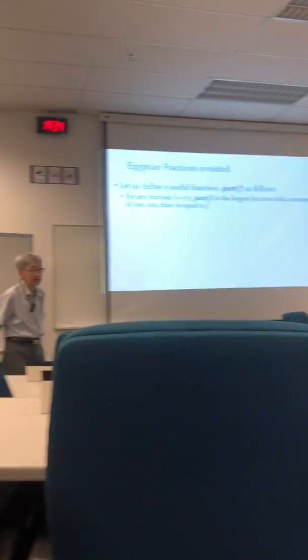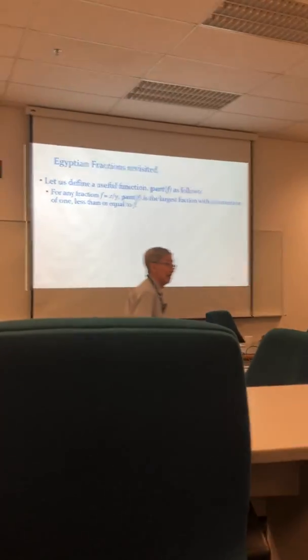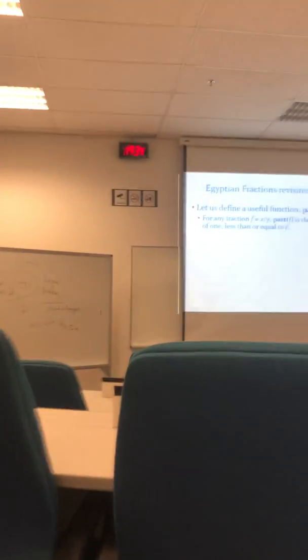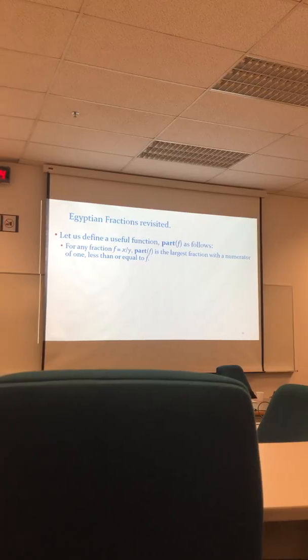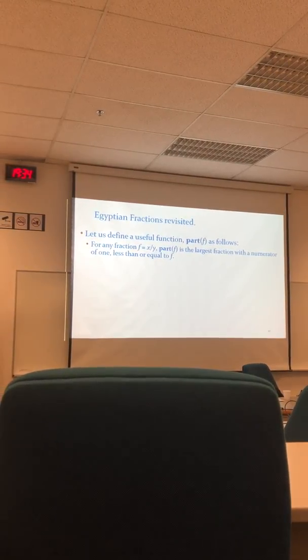So which one is the largest? 1 upon 1 is the largest already. 1 upon 1 is 1, and nothing can be larger than 1 upon 1. But we have to find something less than this value. That's the meaning of part f: find the largest fraction, 1 upon something, that is less than this value. 1 upon 1 is larger than this one, so part 3/4 cannot be 1 upon 1.